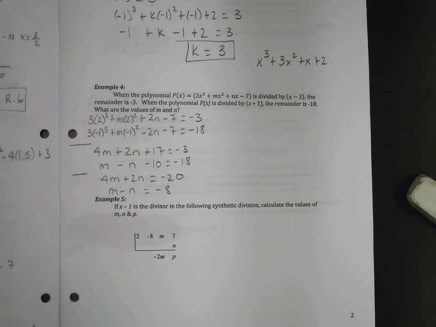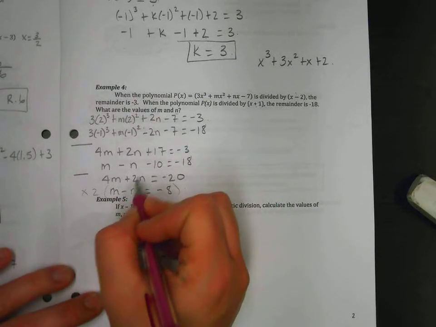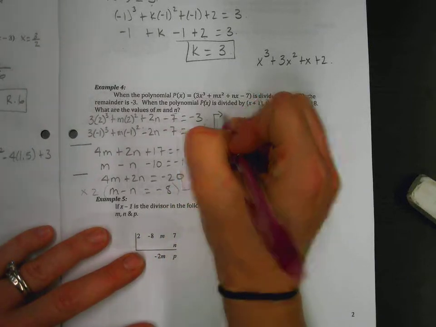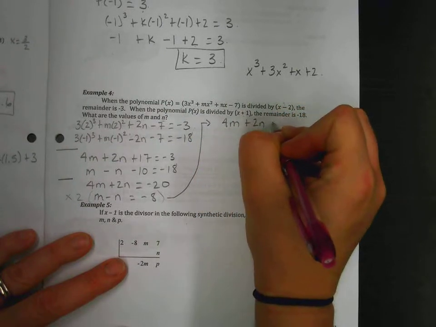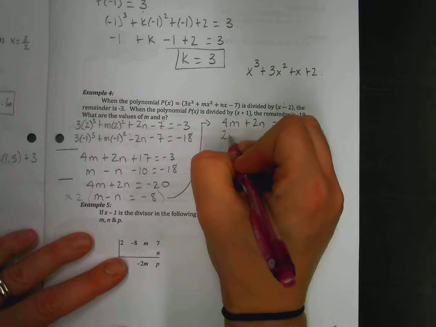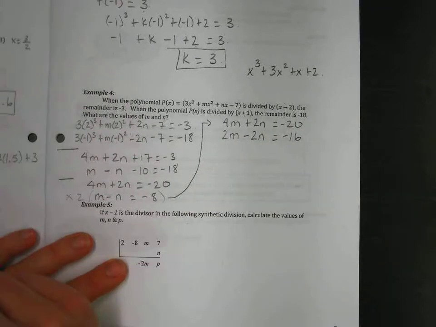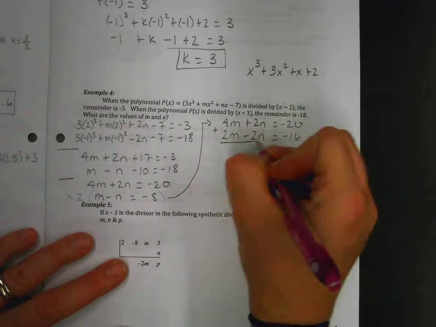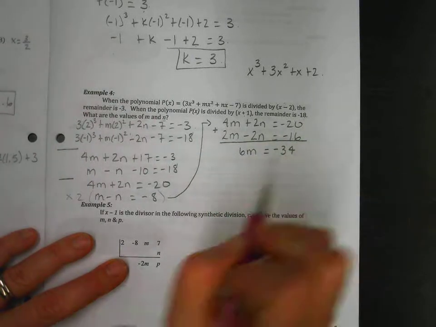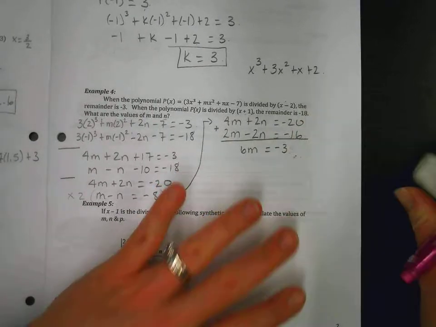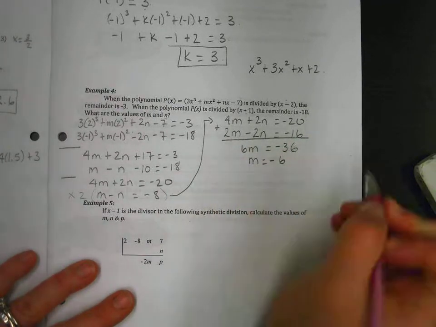All right, so now I'm going to solve the system of equations. I'm going to multiply this second equation by 2 so that my n's are going to cancel. So now this becomes 4m plus 2n equals negative 20. And then we have 2m minus 2n equals negative 16. I'm going to add these together so my n's cancel. So I get 6m equals negative 36. Divide by 6, and we get an m value of negative 6.